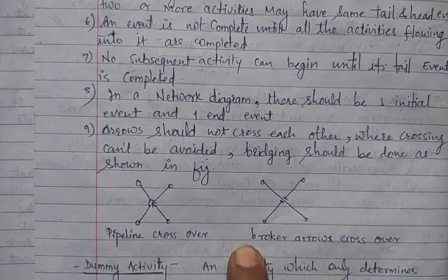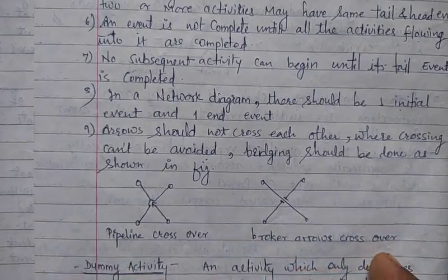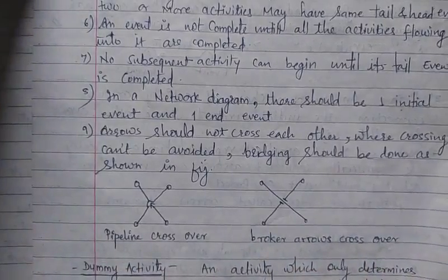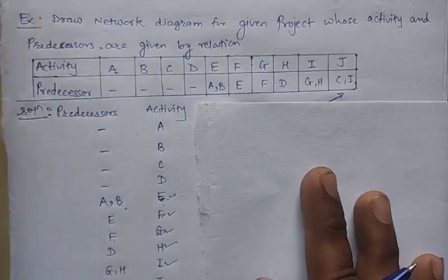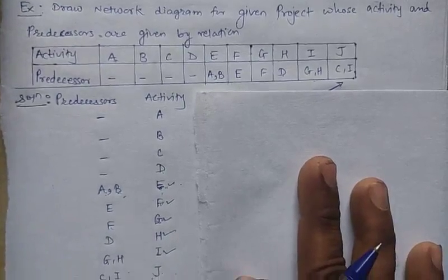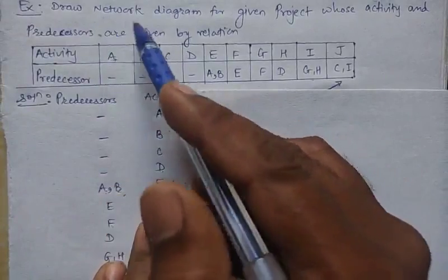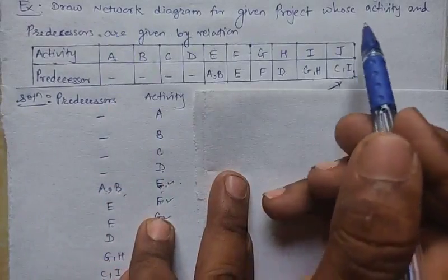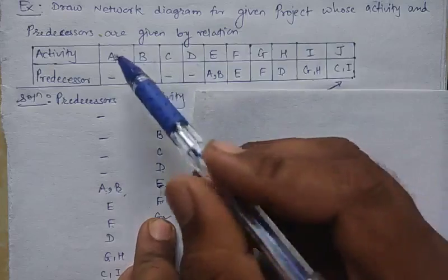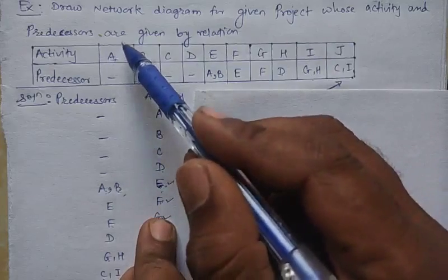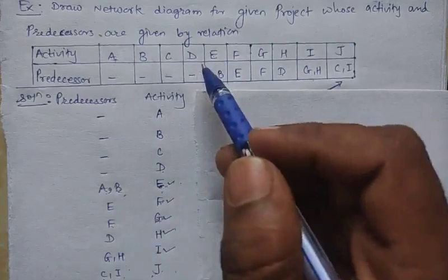So call this as broken arrows crossover. Next, now let's draw a network diagram. So we have given: draw a network diagram for the given project whose activities and predecessors are given below.